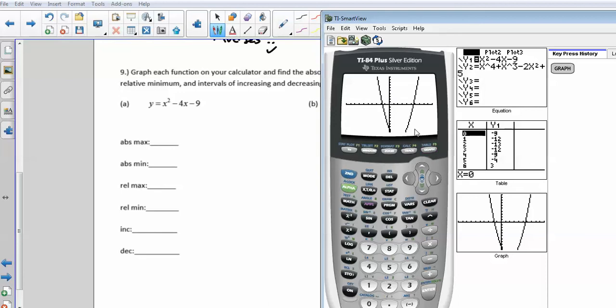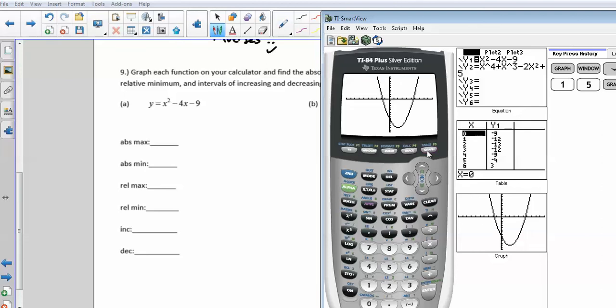And I can't quite see the minimum value down there. So I'm going to change my window. I want to see some lower y values. So I'm going to change my y min to be negative 15. And look at the graph again. Okay, so this graph has an absolute minimum right here. And I'm going to calculate that value with second trace. Minimum is 3.